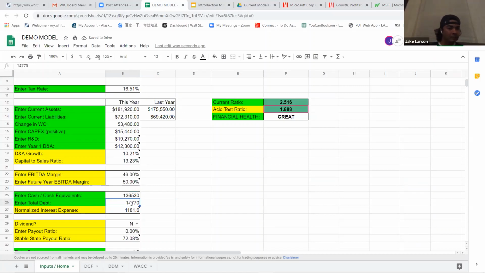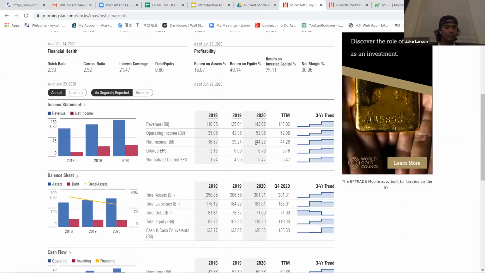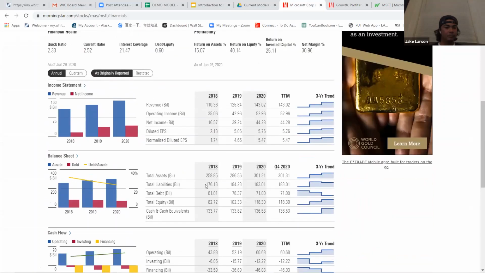And for the total debt, you can also find it on Morningstar. Go back to the financials balance sheet, and it will give you the total debt, which is $71 billion for the 2020 fiscal year.